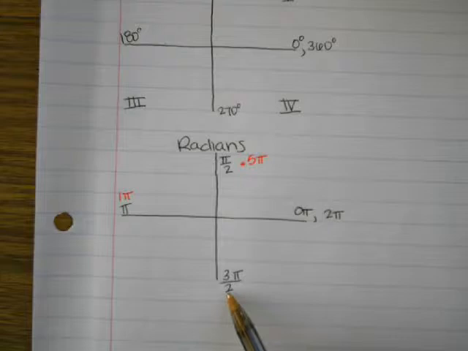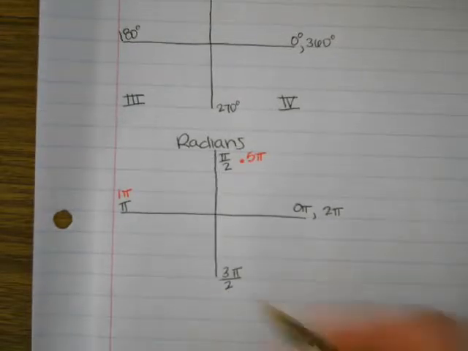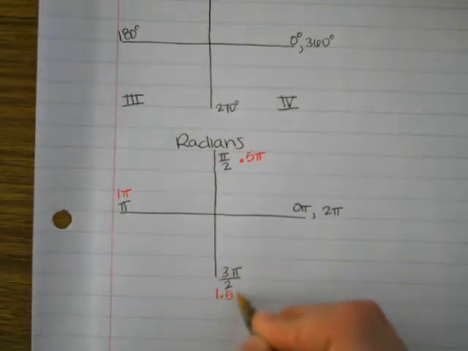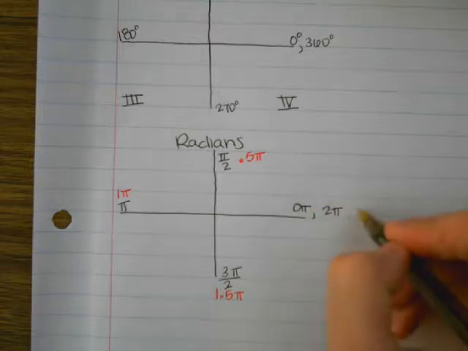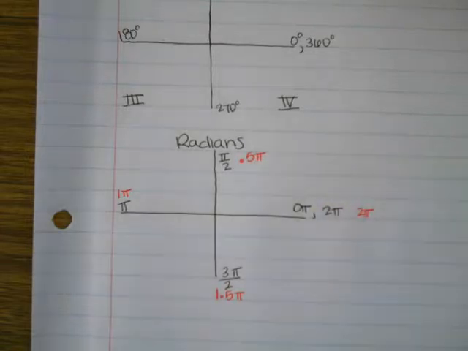What should I put down here? 1.5, so that's going to be a little bit helpful. And then over here we had the 0 pi and the 2 pi. I'm just going to remember that.